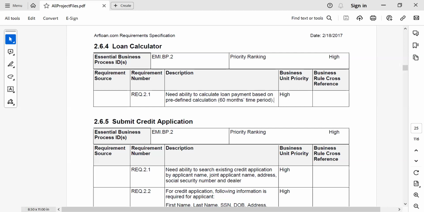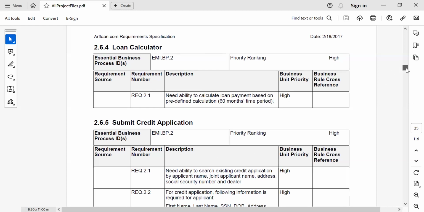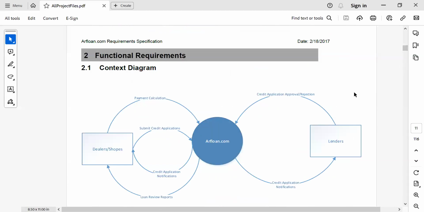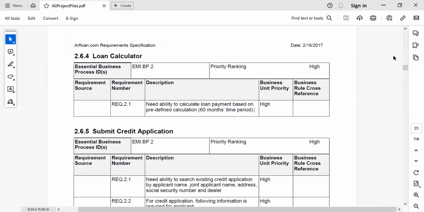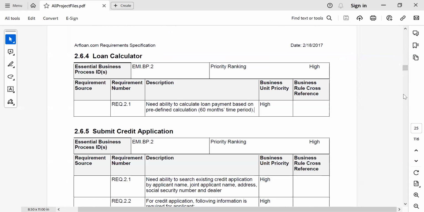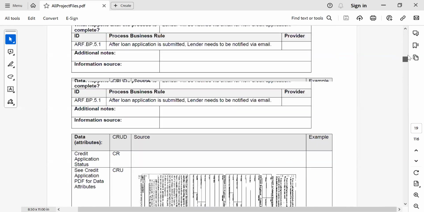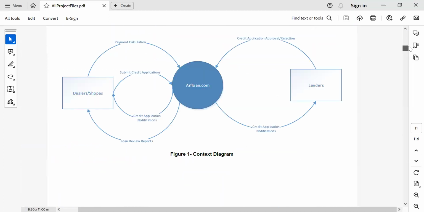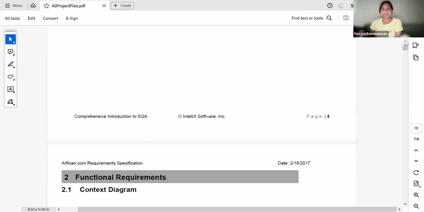Look at the context diagram. That'll give you a hint as to when this comes into play. So I'm just going to flip it here. Okay. Well, could it be when the credit application is being approved or rejected? But isn't that too late, at that point to calculate the loan? Yes, that would be too late.